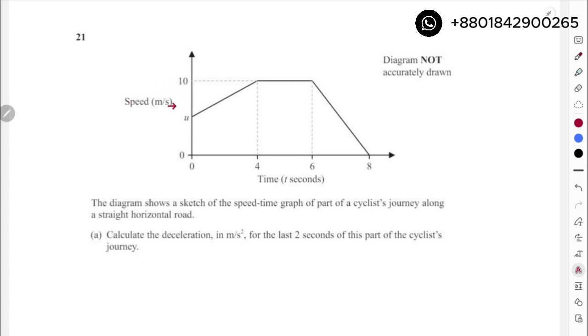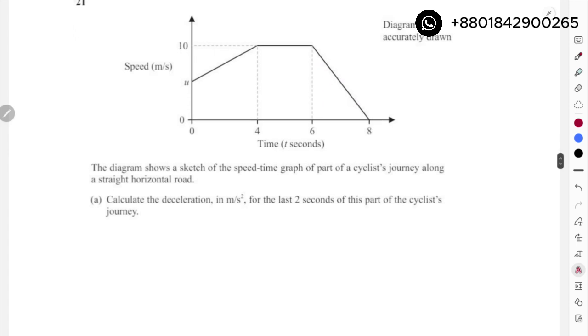A horizontal line on a speed time graph indicates the object was moving with constant velocity or constant speed, and this time downsloping means decelerating. But obviously as it is a slanted straight line, again it's a constant deceleration. Now this one says the diagram shows a sketch of the speed time graph of part of a cyclist's journey along a straight horizontal road.